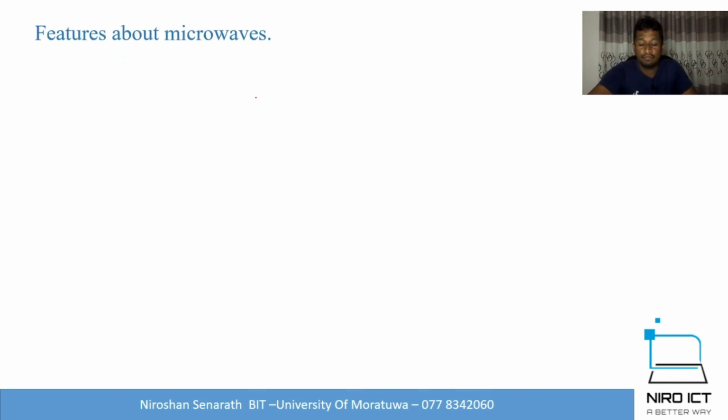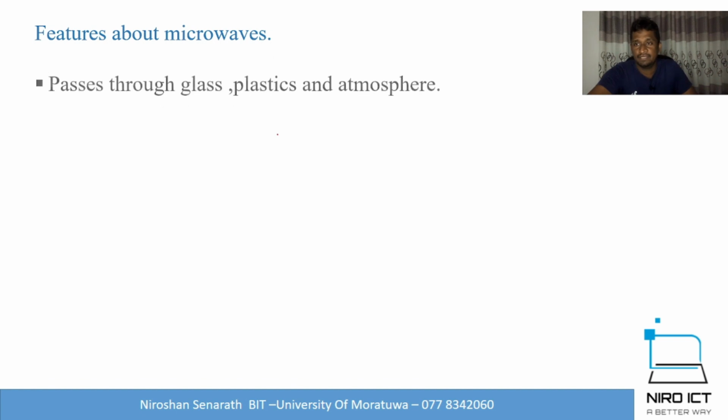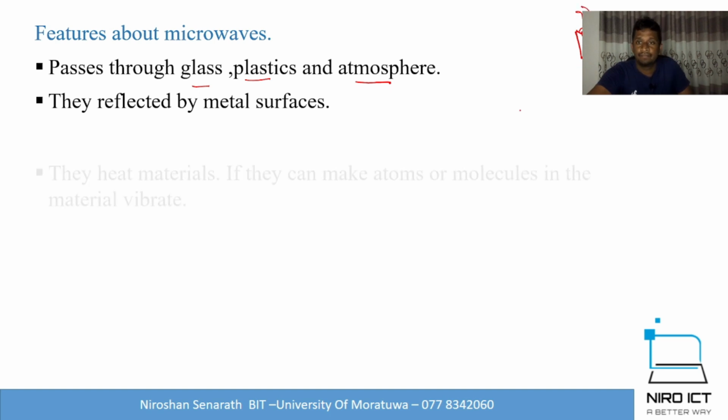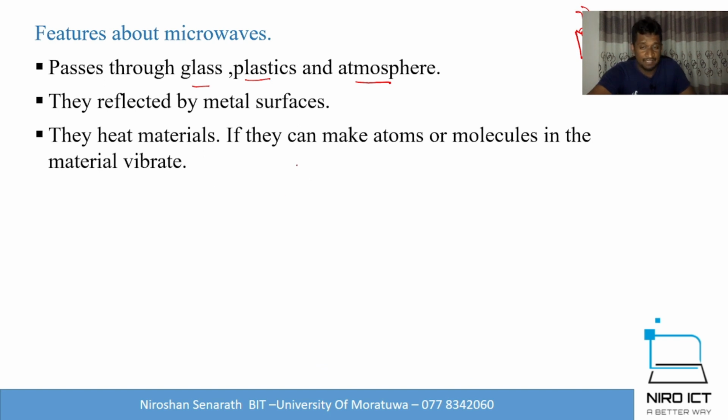Now the features of microwaves, important to remember. They pass through glass, plastic and atmosphere, no problem. But they are reflected by metal surfaces. That's why the plate of the satellite is produced using what? Metal. It is reflected. They heat materials. That's why microwave ovens are produced to cook food, since they can make atoms or molecules in the material vibrate.